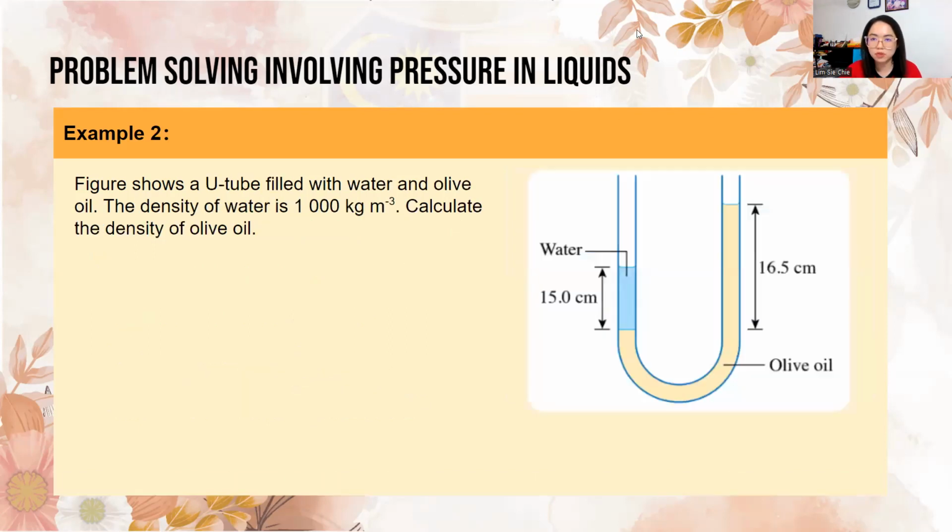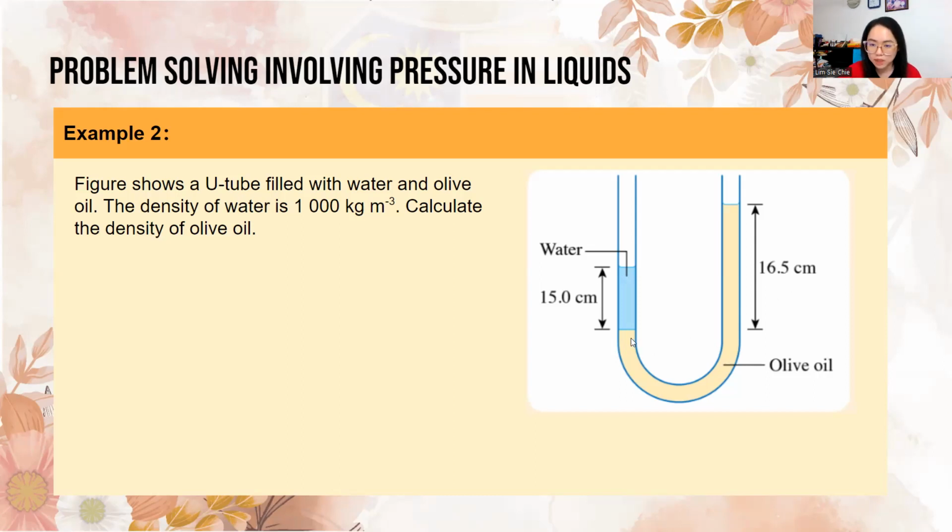For example 2, the figure shows a U-tube filled with water and olive oil. The density of water is 1000 kilogram per cubic meter. Calculate the density of the olive oil. I explained this one in class also, because your friends asked me how to look into the U-tube. So now I hope that you understand.